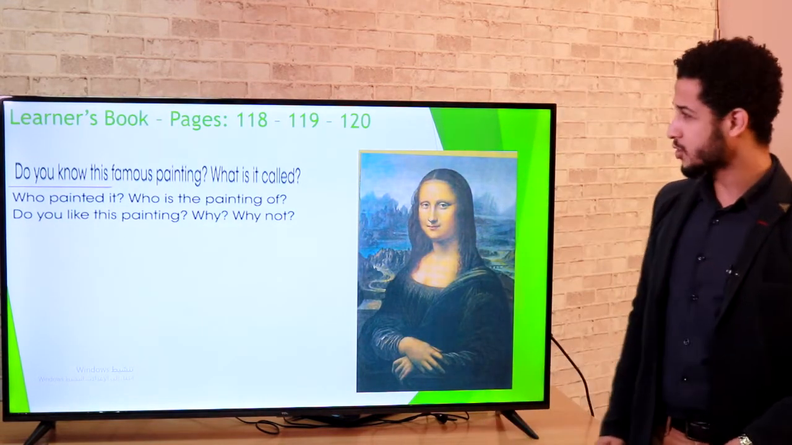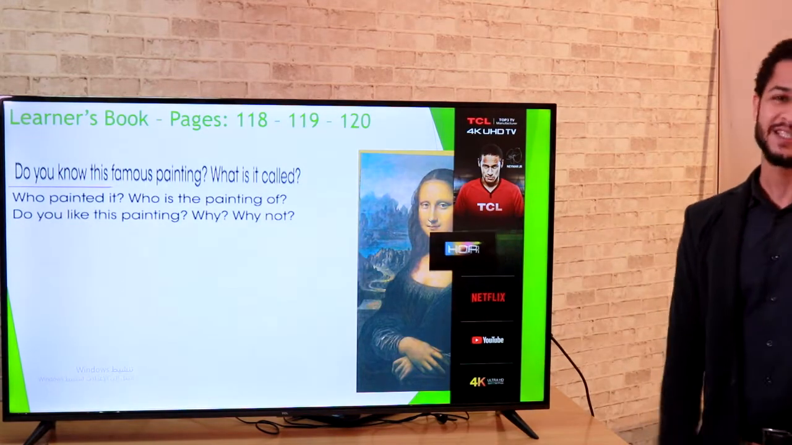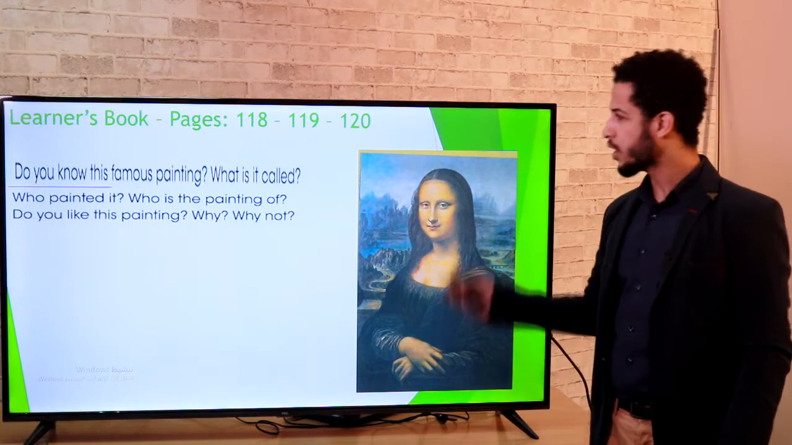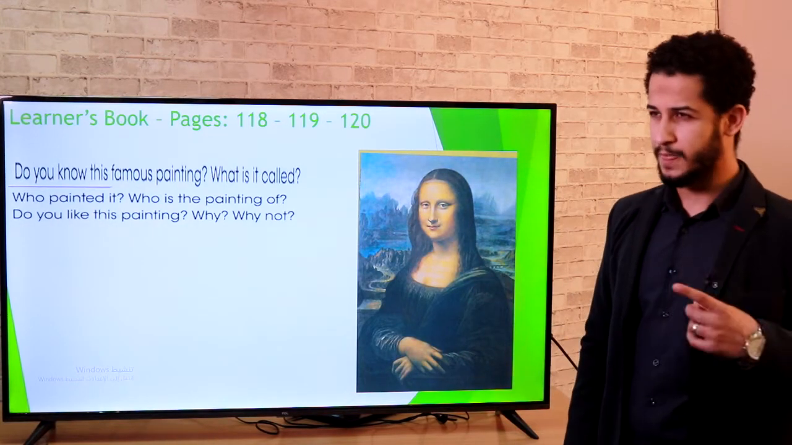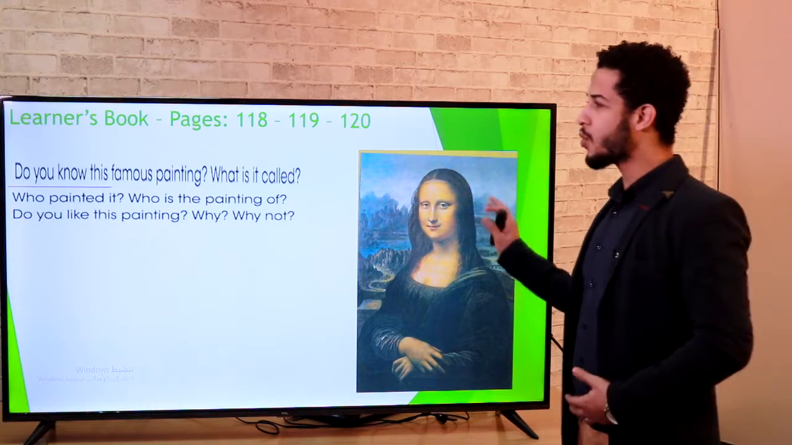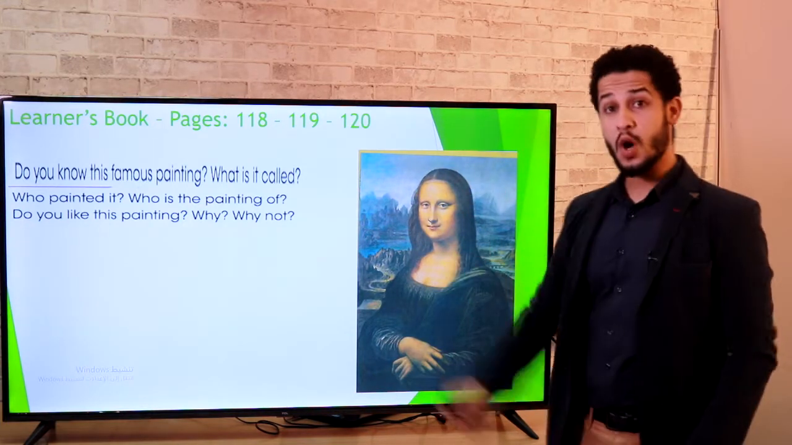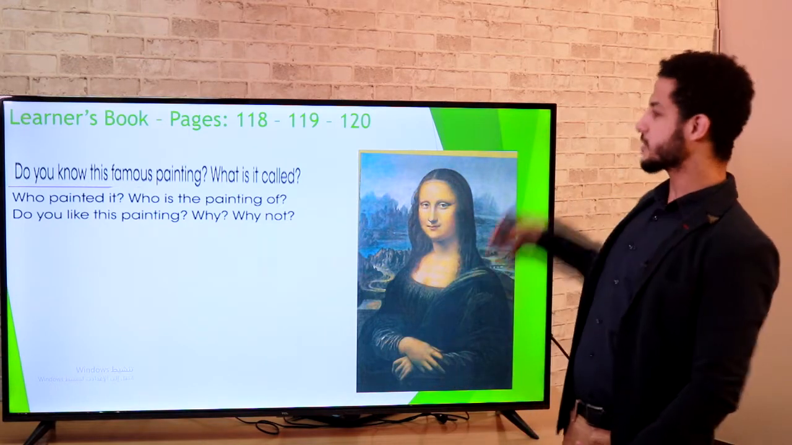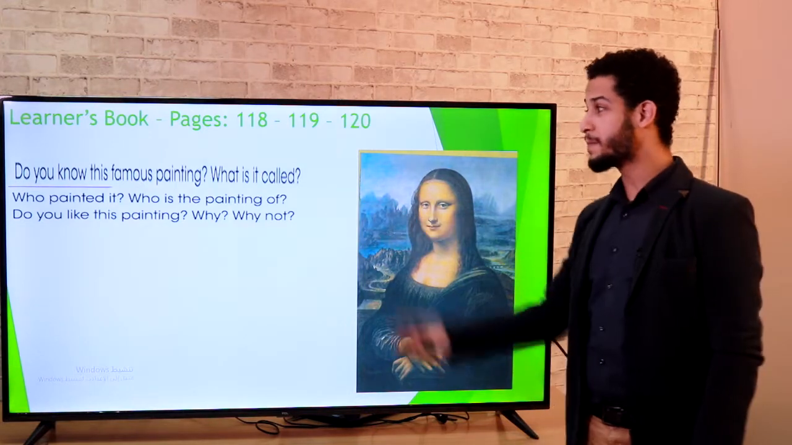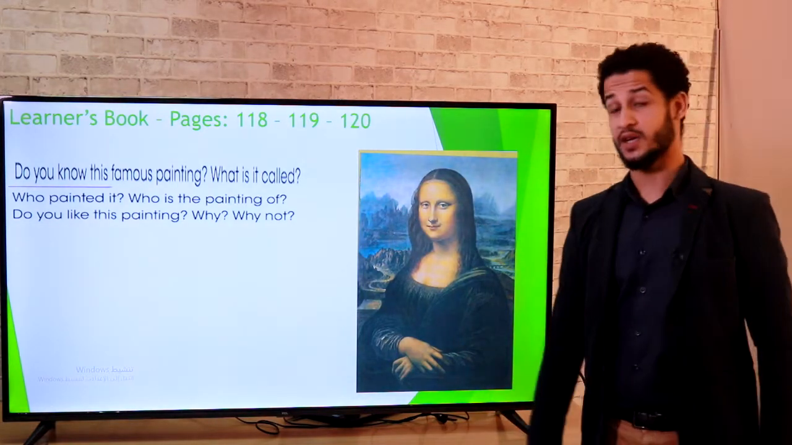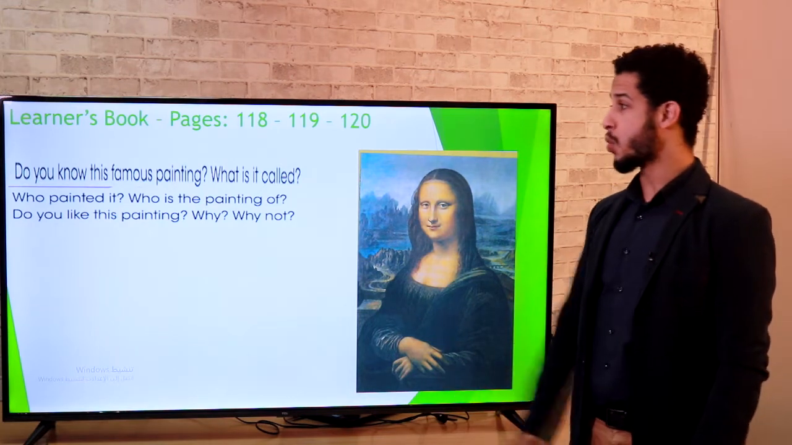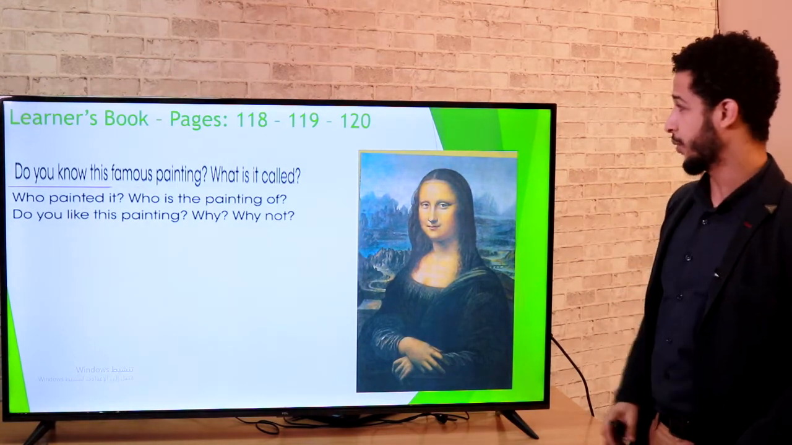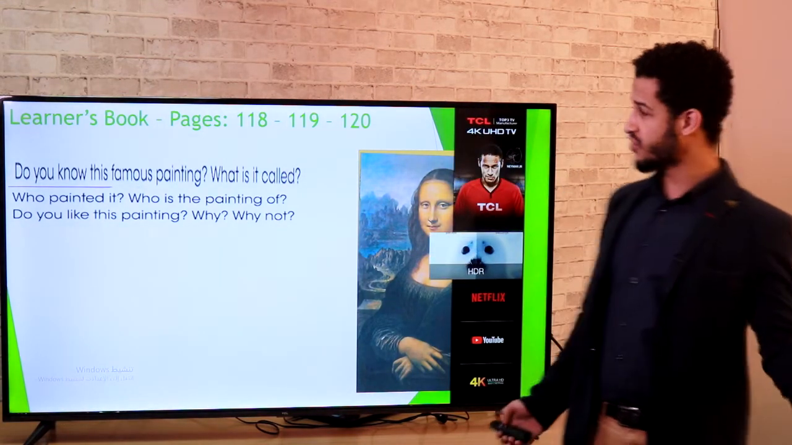Okay, today we will talk about the stealing of this painting. Do you know it? It's a famous painting. If you know it, what is it called? Do you know who painted it? Who was the artist who painted this? Is this woman a real woman? I don't know. We will read and find out. Do you like this painting? When I see it, it looks amazing. I like it. What about you? Why do you like it, or why not?